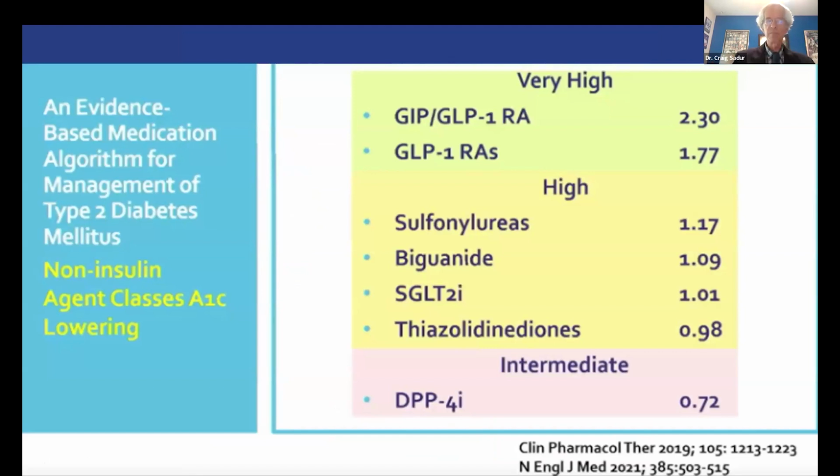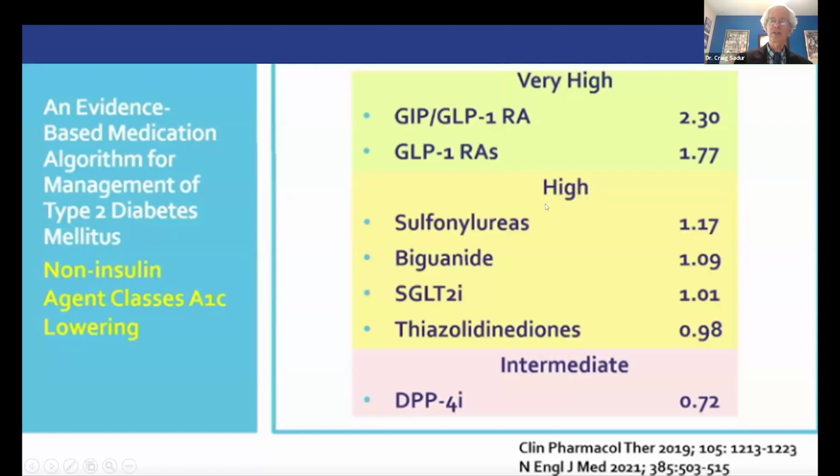obviously insulin is the most effective for bringing sugars down. But to give you a thumbnail sketch of patients who are candidates for medications that are not insulin, the ones that do the best at lowering A1C are the new kid on the block, the GIP-GLP-1 receptor agonist combination, 2.3%. And the GLP-1 receptor agonist, almost 2%. So those are the best.